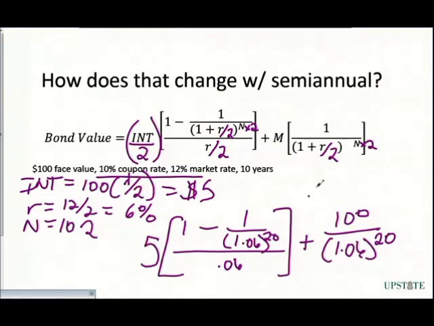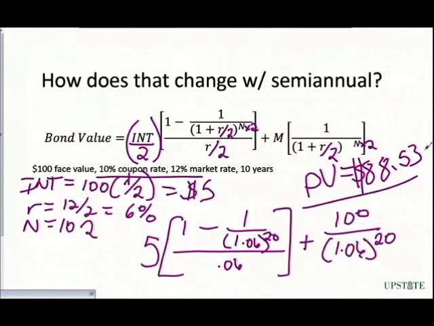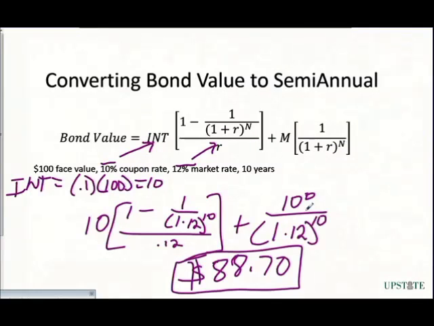So our present value of this one now is $88.53. That changed us to semi-annual. The one previously was $88.70.